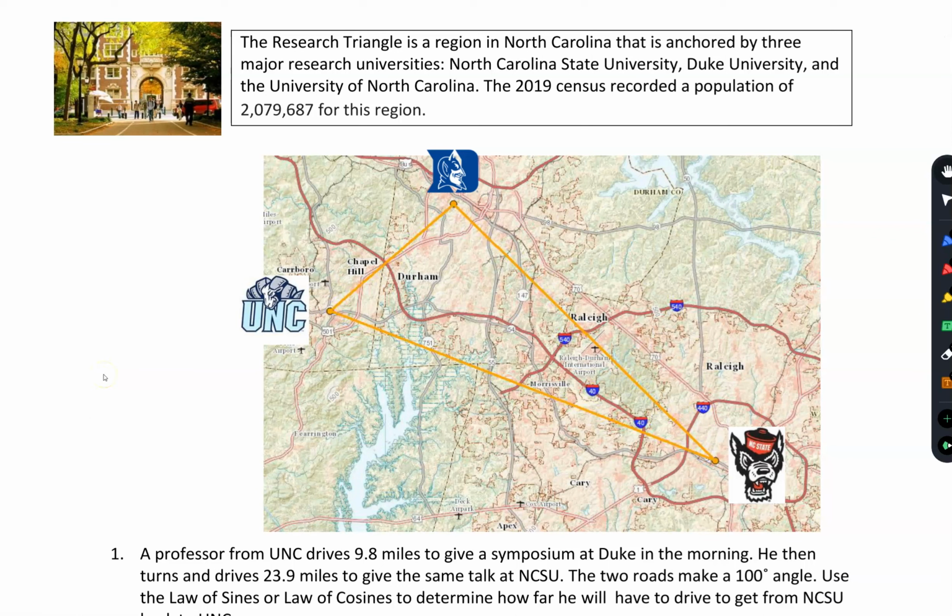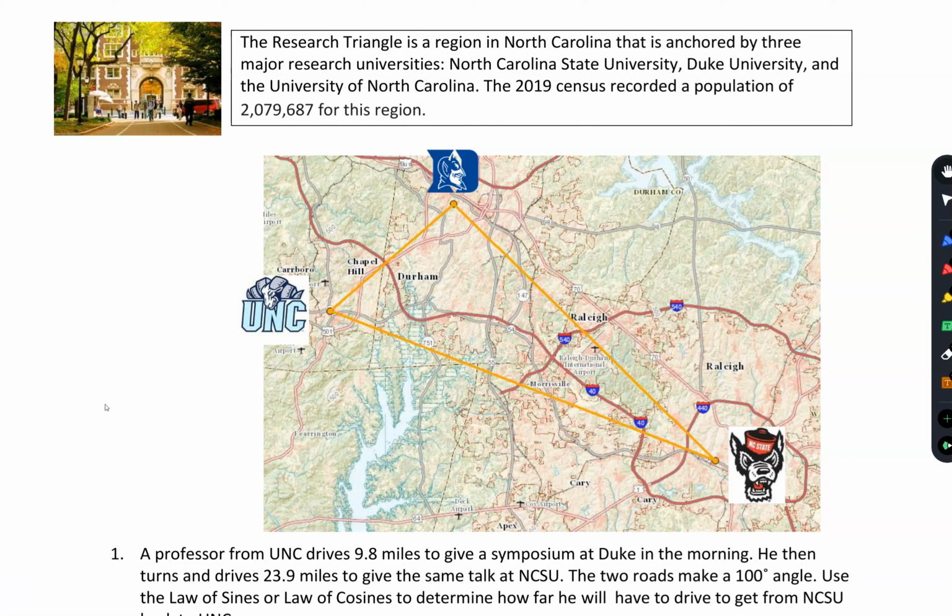How far is the commute? So the Research Triangle is a region in North Carolina that is anchored by 3 major research universities: North Carolina State University, Duke University, and the University of North Carolina. The 2019 census recorded a population of 2,079,687 for this region. So one professor from UNC drives 9.8 miles to give a symposium at Duke in the morning.